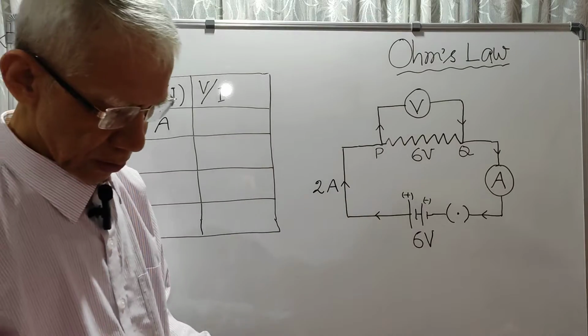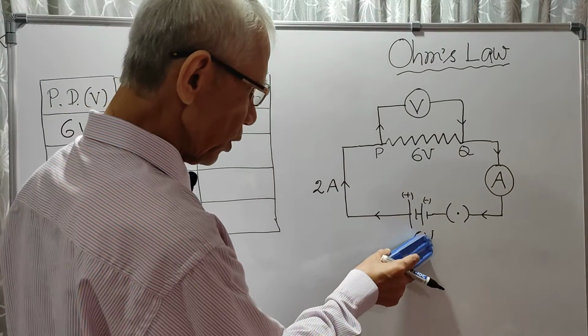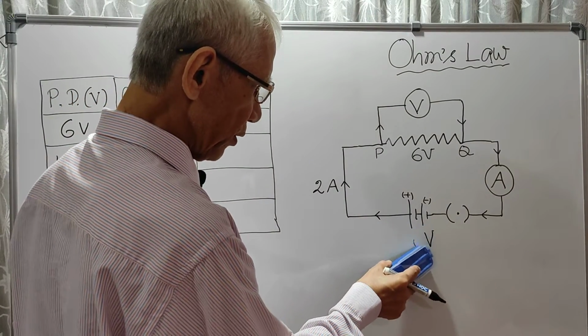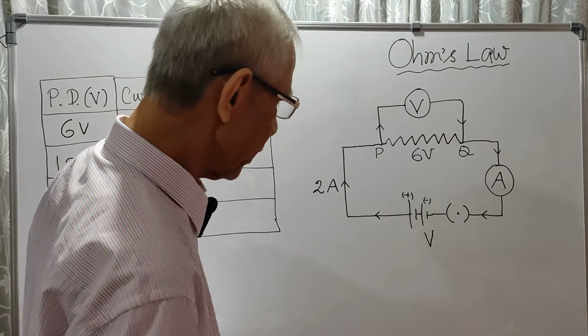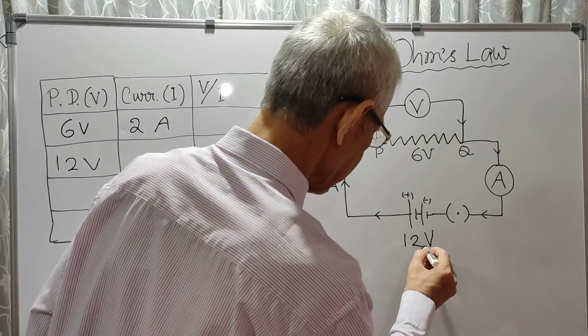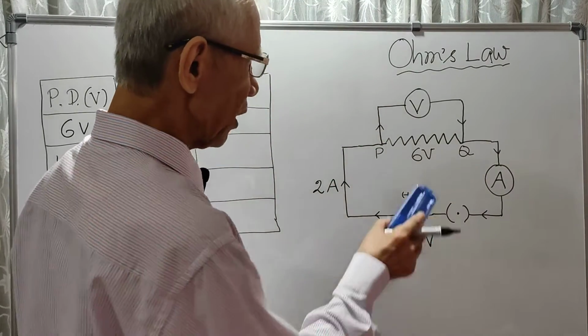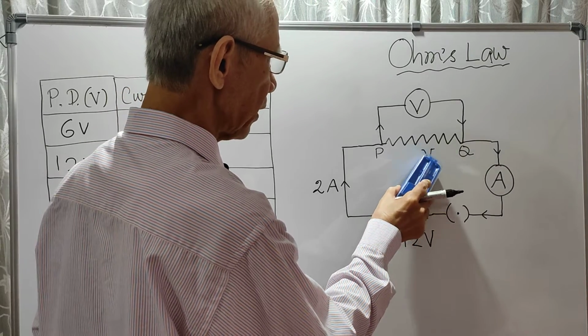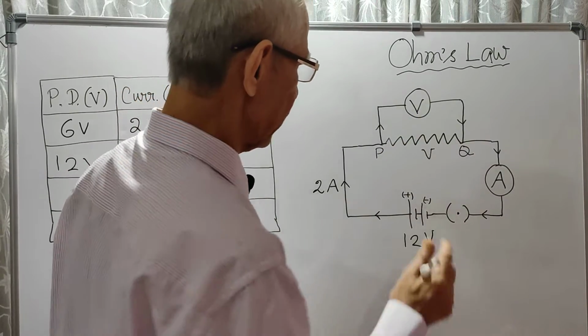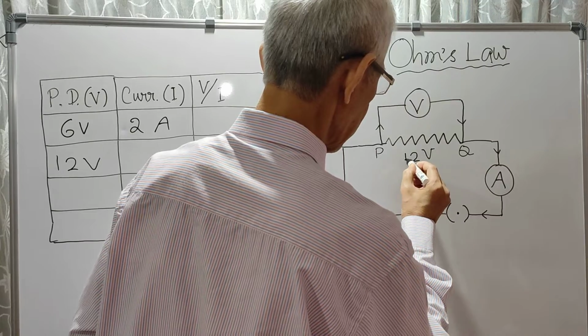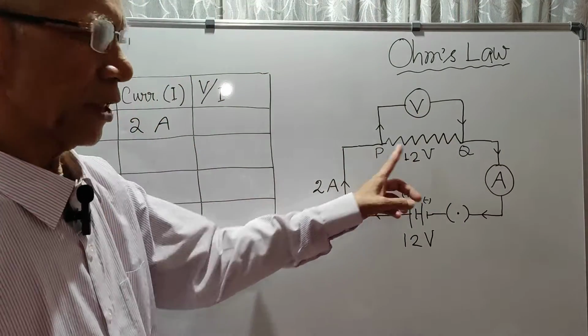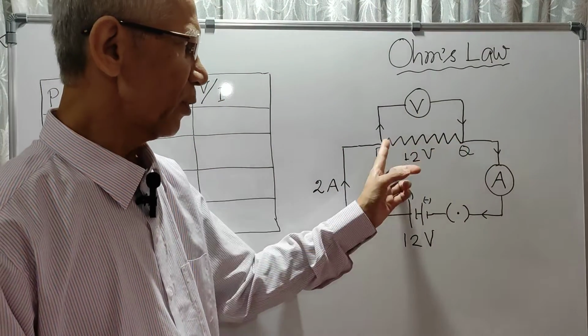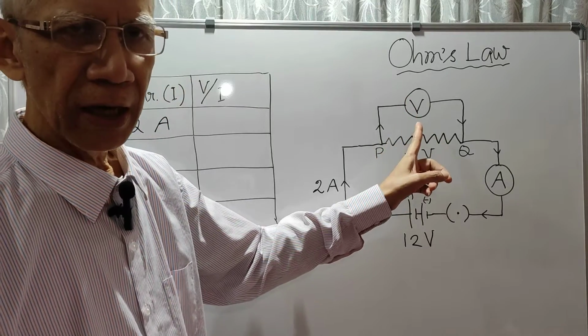Now it is 6 volt. Now we use 2 batteries. So therefore 6 plus 6 will be 12 volt. Now immediately that 12 volt will be shown by the voltmeter. So the voltmeter will show 12 volt. That means 12 volt is the potential difference between the two terminals of the resistor.